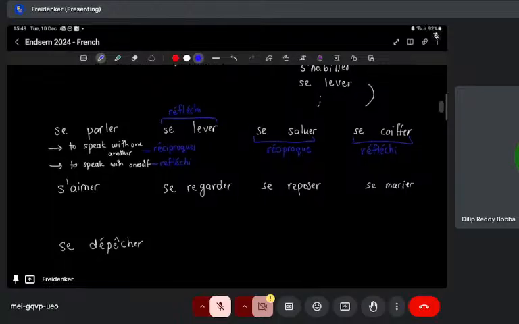Last one is se dépêcher. It means to hurry up. So you're hurrying yourself. So that would make it réfléchi. All of these answers, and this example was taken from the worksheet, which is found in class number 9. So this is the idea. So this is how you do verbe réfléchi and réciproque.